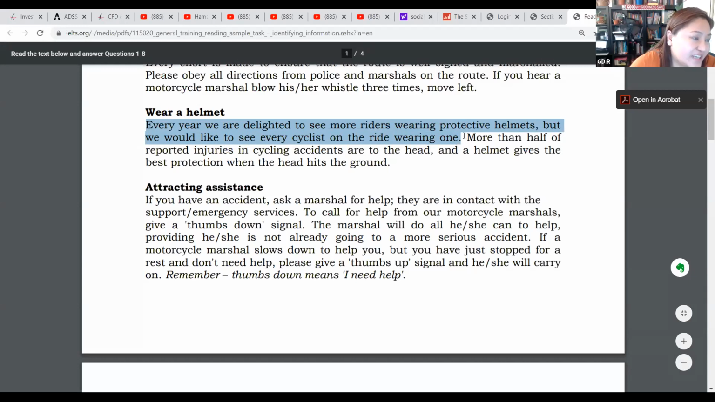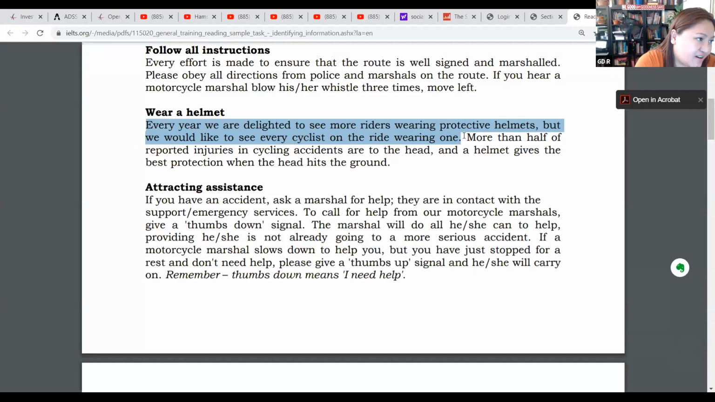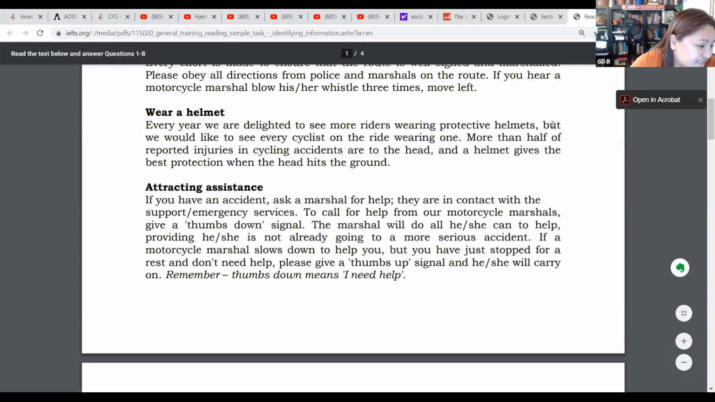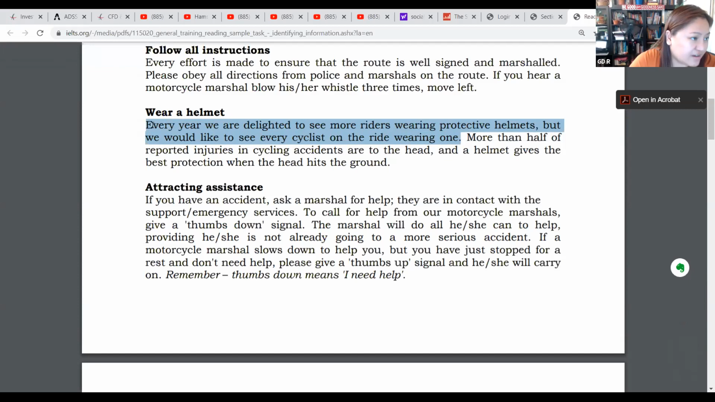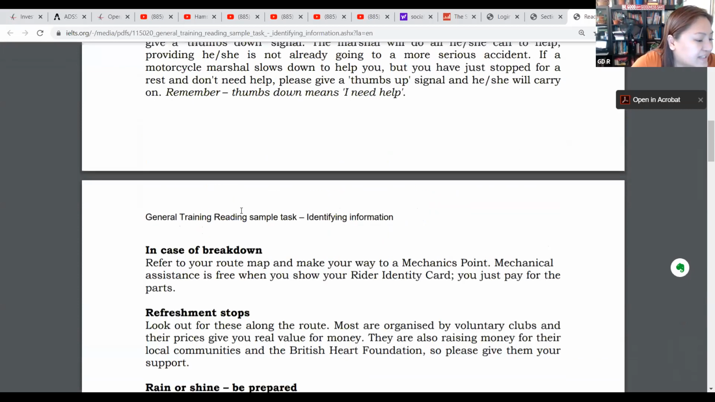The information is there. So the only alternative answers are true or false. But since the passage states that they would like to see everyone wearing a helmet, that's a statement of preference. They would be delighted to see every cyclist wearing one, but the passage did not state that every cyclist is required to wear one. So it's false.